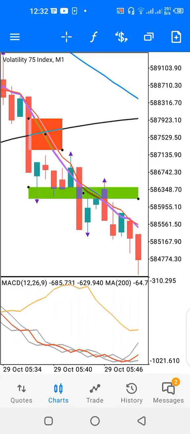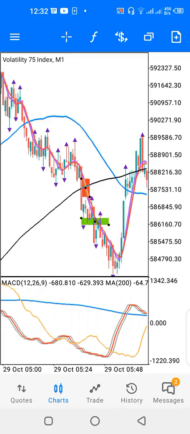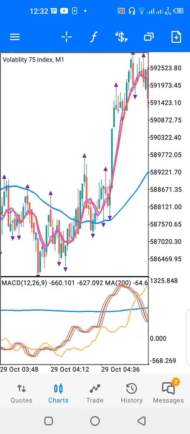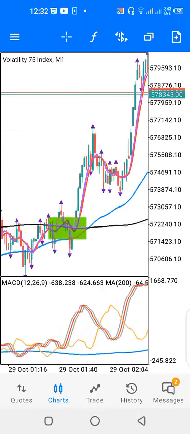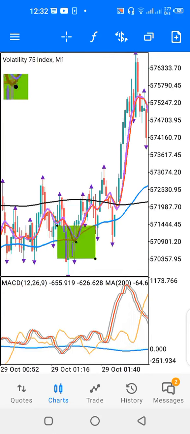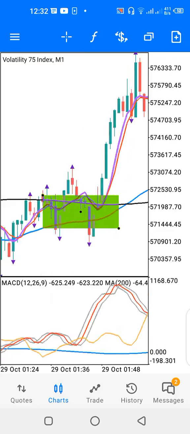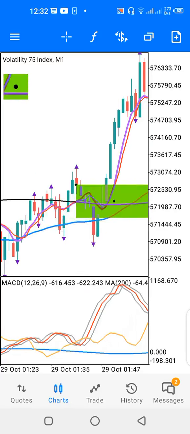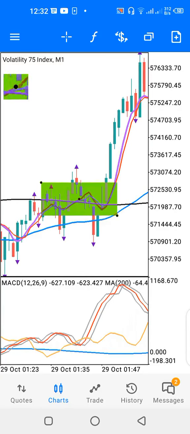What about if you want to scalp buy? Let's look at examples where you can scalp buy. You can scalp buy at this point. Let me expand this. You have the Bollinger Bands and the moving average crossing above the black moving average around here.